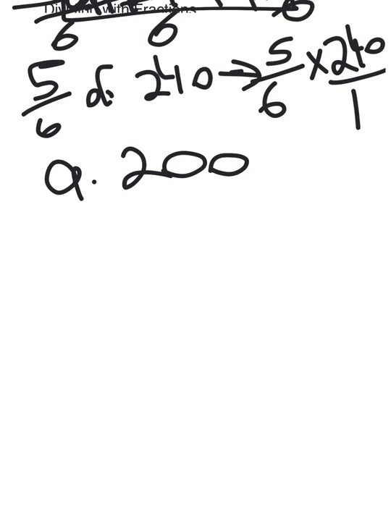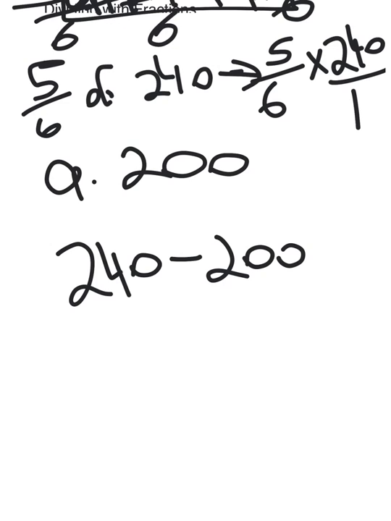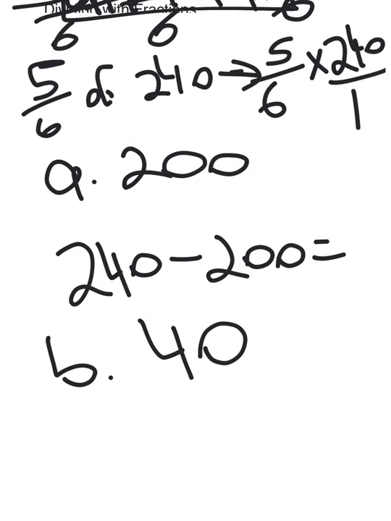Now, if you know how much she sells, and you know that her total that she started off with was 240, to answer part B, how much was left, all you have to do is take what you started off with, which is 240, minus what was sold, and you'll get your answer for part B, which is 40. She had 240 pieces of fruit, she sold 200, she was left with 40 pieces of fruit.